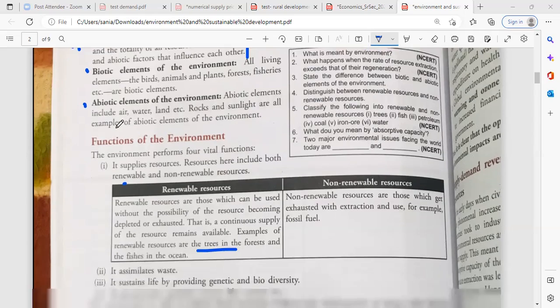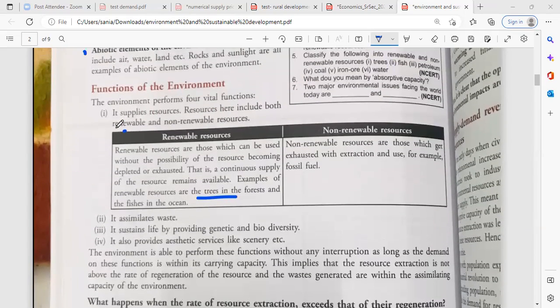Okay. Now coming to functions of environment. So first of all, these are the 4 functions. See, first, what are the functions of environment? It supplies resources. There are 2 types of resources, renewable and non-renewable, and it supplies both. Plus, it assimilates waste. Whatever waste is there, it automatically assimilates it. Then it sustains life by providing genetic and biodiversity.